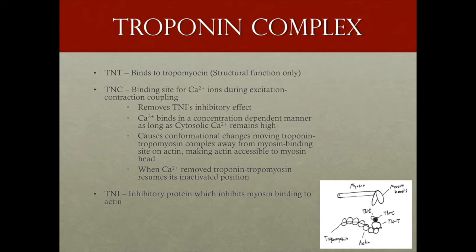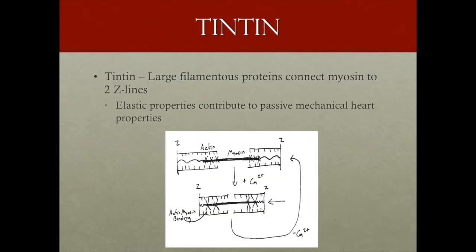Troponin I, where the I stands for inhibitory, is the inhibitory protein which inhibits the myosin binding site on actin. Titin is a large filamentous protein that connects myosin to the Z lines. The elastic properties of titin contribute to the passive mechanical properties of the heart.